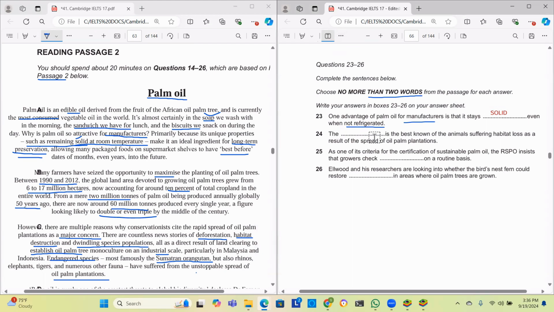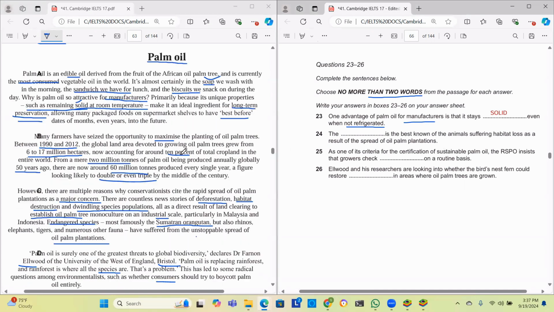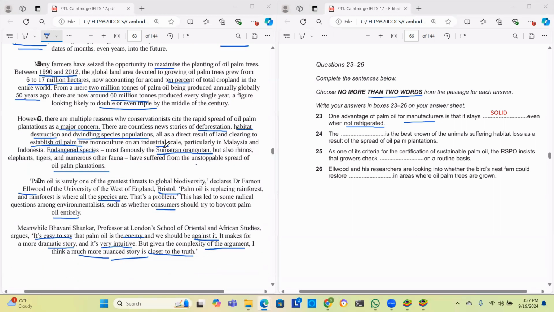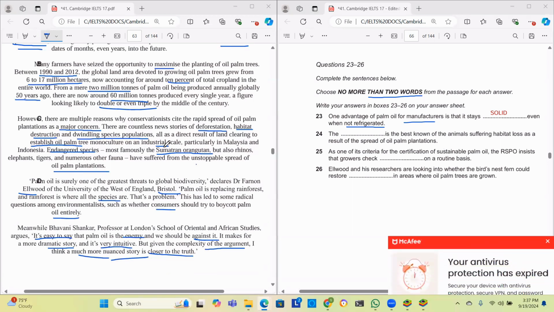Next, the dash is the best known of animals suffering habitat loss as a result of the spread of oil palm plantation. I think we read it here, right? In paragraph C. Yes.